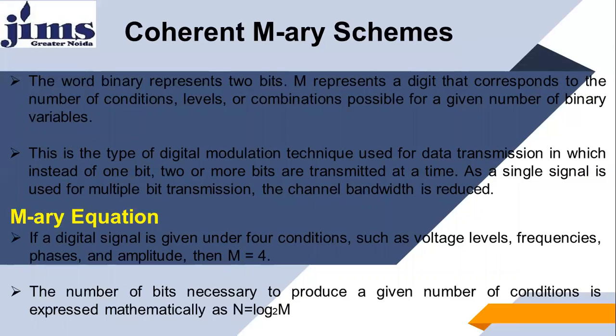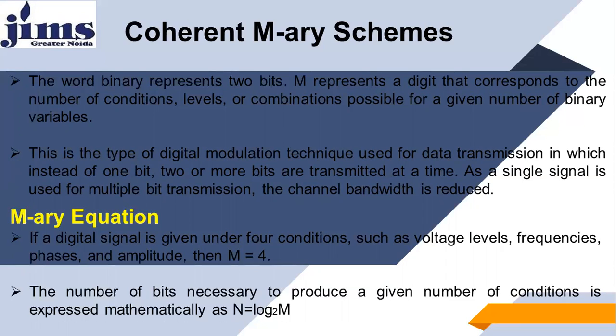So M-ary equations: if the digital signal is given under 4 conditions, as in the case of QPSK, such as voltage levels, frequency, phases, amplitude, then M is equal to 4. So this is the case of QPSK. So you have 4 possible equations, right? The number of equations is 2 to the power n, where n is the number of bits that you want to combine. If you combine 3 bits, 2 to the power 3 is 8. So 8 is the number of possible equations that come after the modulation of that M-ary scheme.